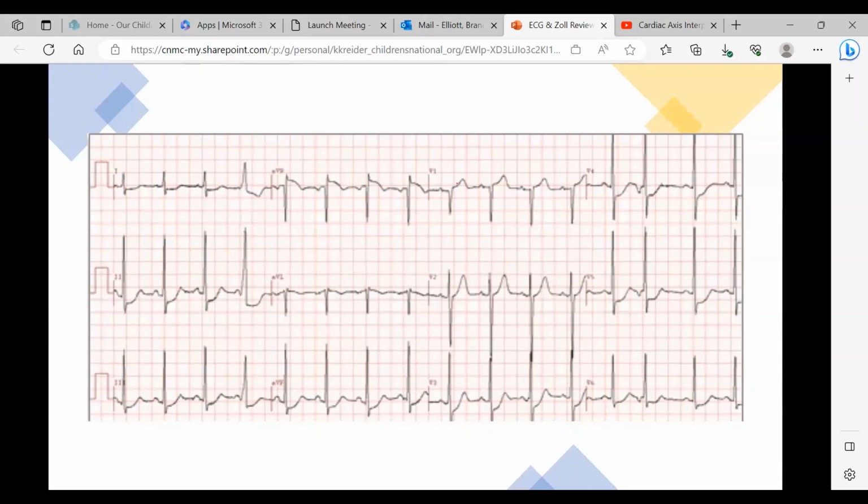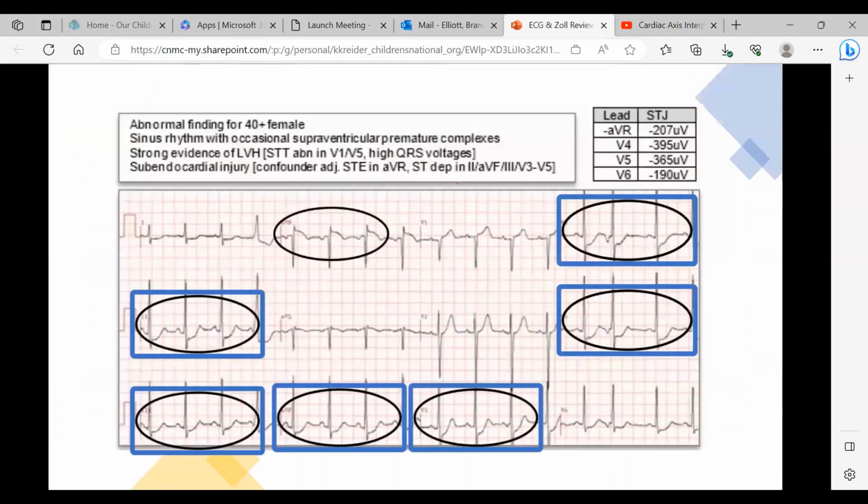our axis deviation is normal. In 2, 3, and AVF, we have some depression. V1 and V2 look relatively normal. Depression, depression, depression, depression. And AVR is elevated. It's greater than that of V1, and we have global depression. So it could be an occlusion. It could also be sepsis. It could also be a number of other things that's causing subendocardial ischemia. So yep, you're going right there.